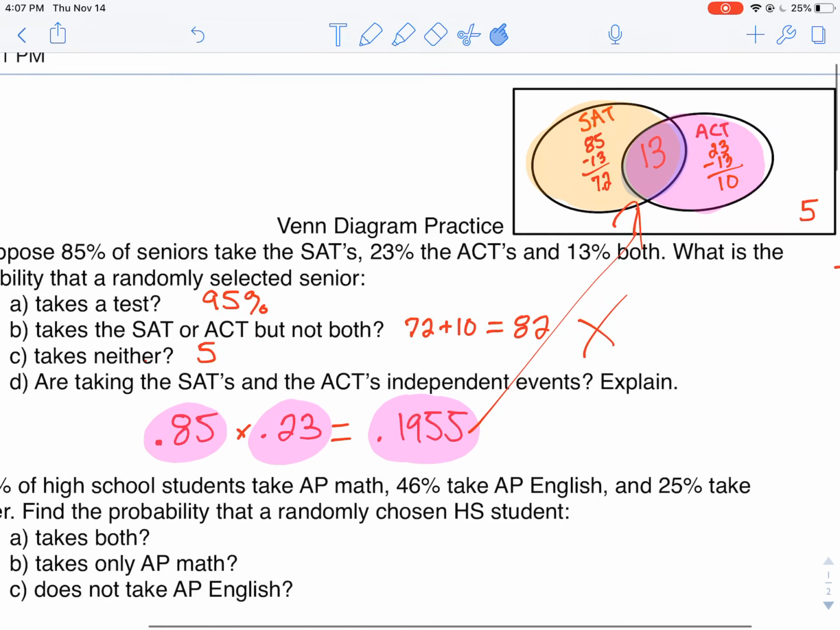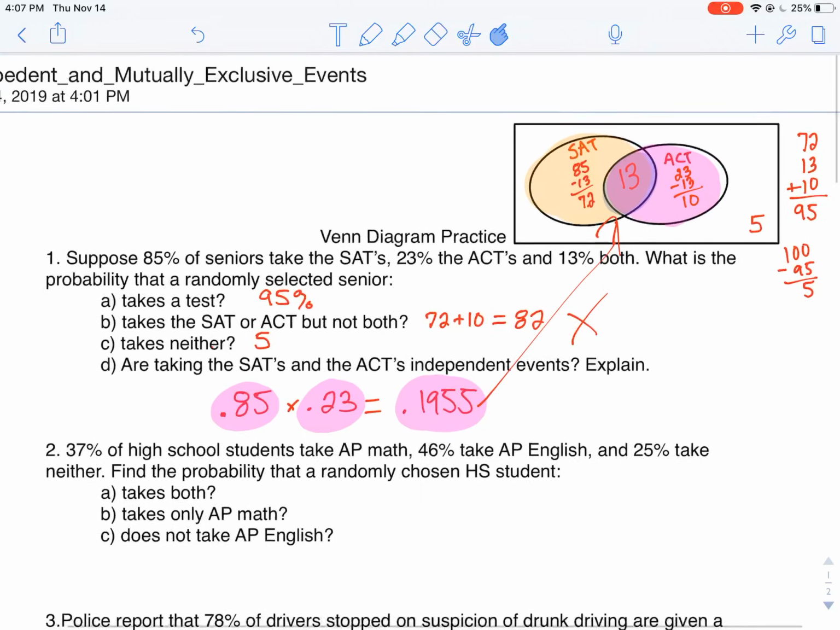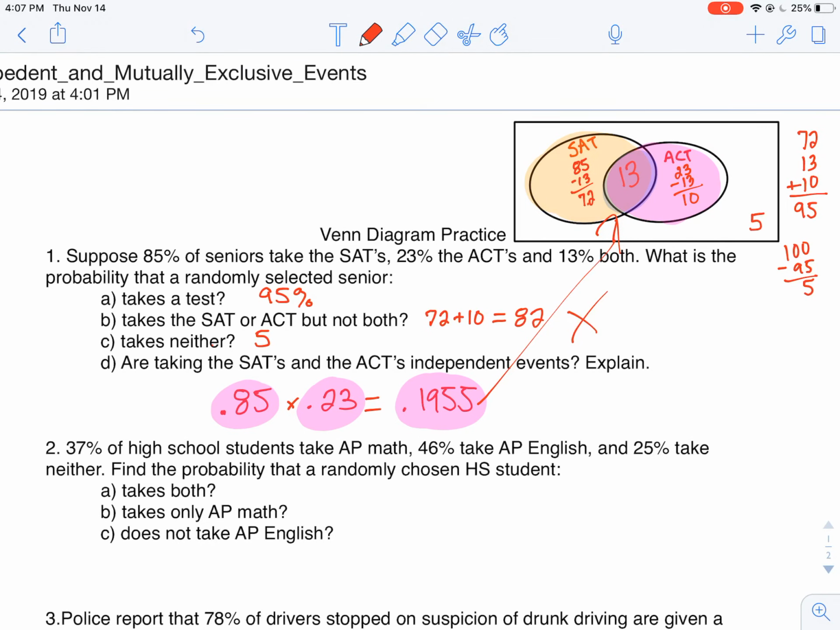I could also go with, let's see, the probability of taking the SATs is 85 out of 100. Now, I could do it given that you took the ACTs, which would be 13 out of 23. Now, let's see. Does 13 out of 23 give me 85%? I highly doubt it. It does not. It gives me about 56. So 0.85 does not equal 0.56. So therefore, I've also proven they're not independent.